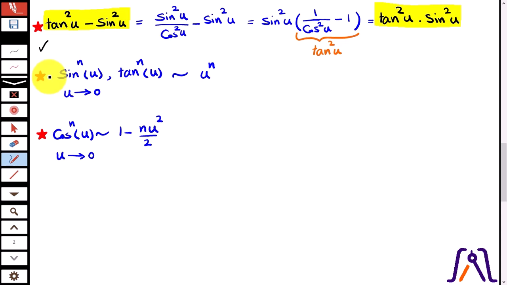same power n. And based on our second equivalence relation, which is also very important and useful, for any power n, as the argument u approaches 0, cosine to the n of u is equivalent to this expression here, 1 minus n times u squared over 2.